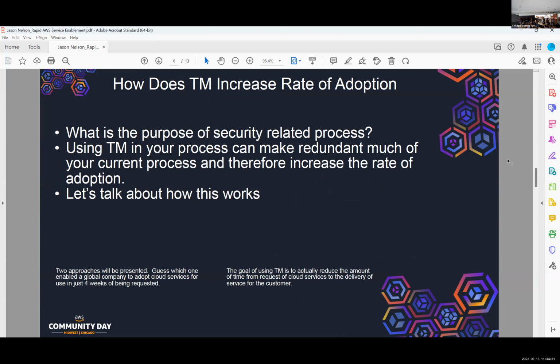Again, rate of adoption. Does anybody have a rough number they want to throw out for how long it takes from a business request to deployment? Is anybody brave enough to share where they're at?